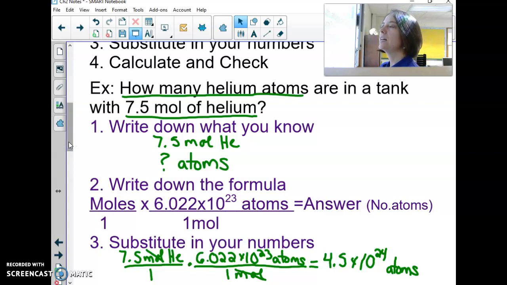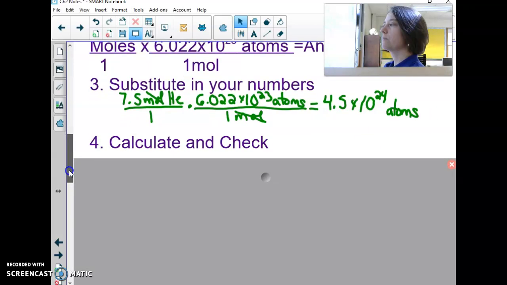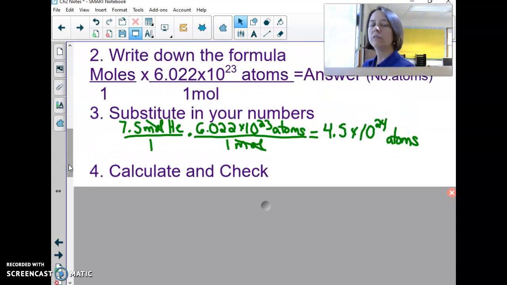So let's see, in 7.5 moles, if I have 1 mole of helium, that's going to be 6.022 times 10 to the 23rd atoms. And then if I had 10 moles, that would be adding a factor of 10, so instead of saying 60.22 times 10 to the 23rd, it would be 6.022 times 10 to the 24th, right? Those exponents are factors of 10.